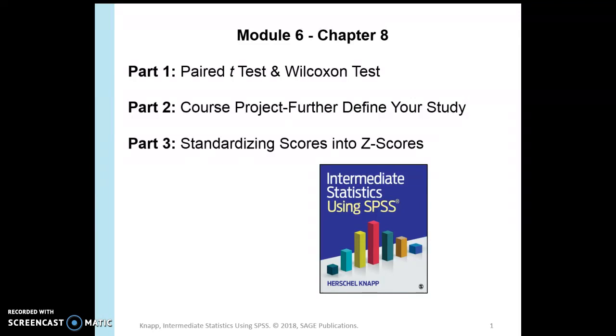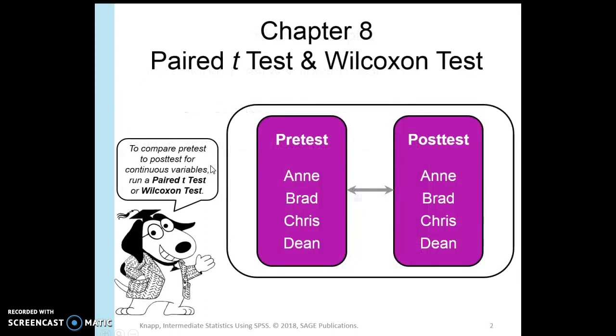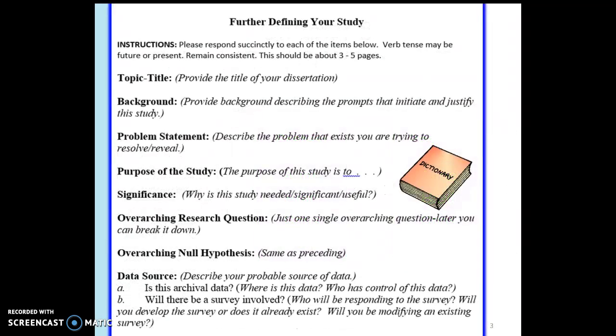We're going to do something in your course project. We're going to further define your study, and then we're going to do some standardizing of test scores into z-scores. Here's what the paired t-test and Wilcoxon test are for. They're to compare a pre-test and a post-test. Pre-test and post-test comparisons. That's pretty simple.